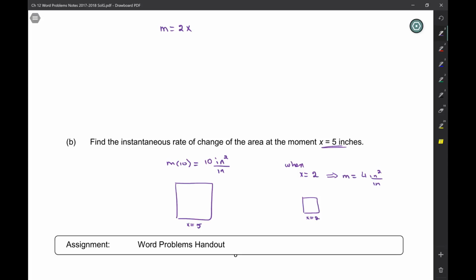Okay, so now what I want you to do is, do you remember the homework assignment from before, the handout? Take that out.